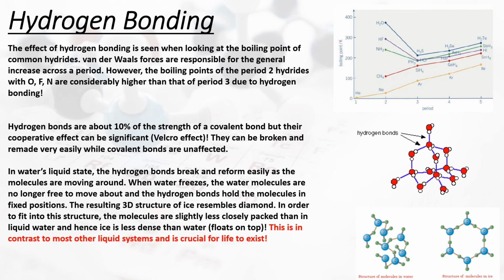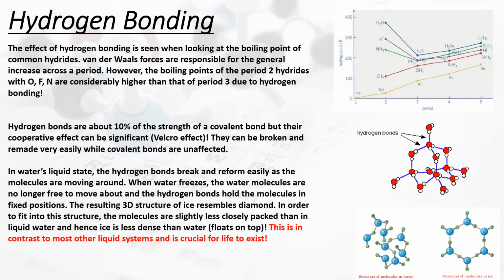However, what you can see is that the boiling point of the period 2 hydrides with oxygen, fluorine, and nitrogen are considerably higher than that of period 3 due to hydrogen bonding. And so if you can see here, what the natural shape we expect is what we'd see for the group 4 lines. We have CH4, then SiH4 being slightly higher, then GeH4 being slightly higher, and then SnH4 being even higher than that. That's what we'd expect.